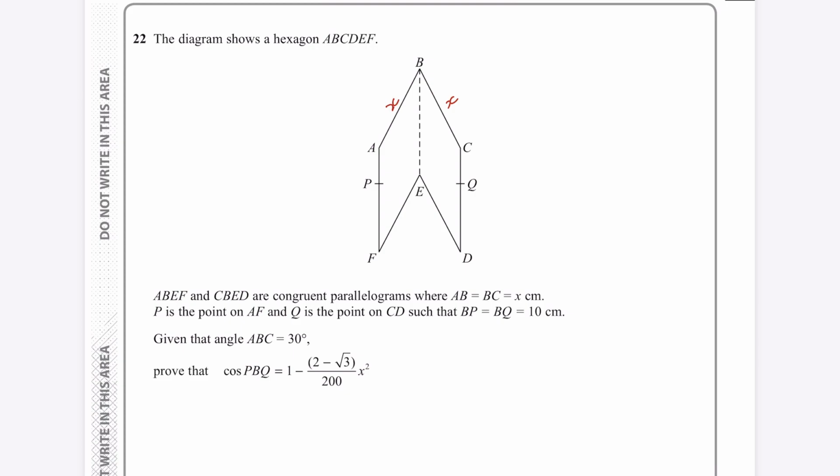P is a point on AF, and Q is a point on CD, such that PB and BQ are 10. So P to B, actually I'll use a different color for this. So that to that, and then that to that. That's 10, and that's 10. Given the angle ABC, so that's the angle, I'm not going to draw that in, but I'll label it here, that the angle ABC is equal to 30 degrees. Okay, prove that cos PBQ is equal to 1 minus 2 root 3x squared over 200.